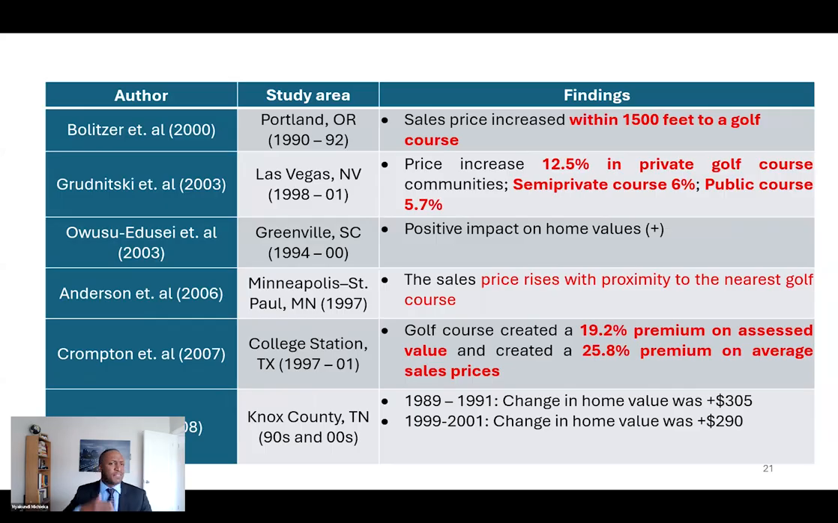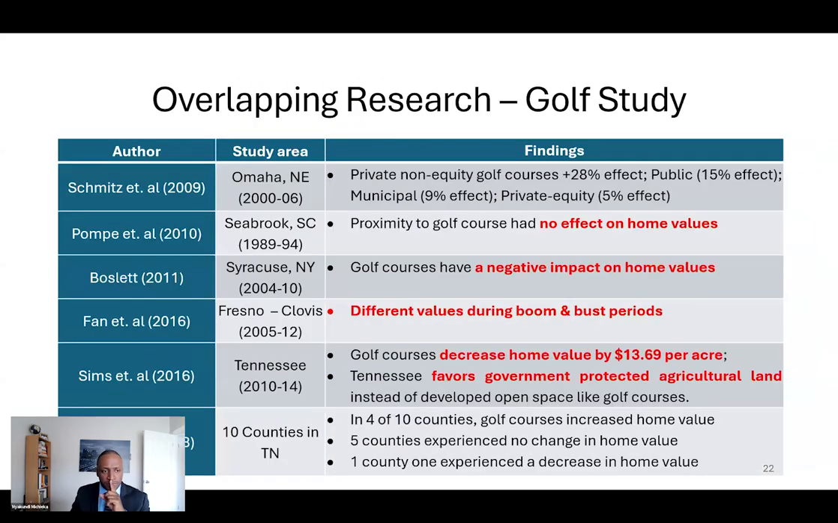In Greenville, South Carolina, they found that it just increases the value. And then if we go down to Knoxville, Tennessee, it has some really awesome, fantastic findings. In fact, I'm going to click next here and start from the bottom because I talked about Tennessee. In Tennessee, people would prefer to have open spaces. They prefer agricultural land to golf course developments, right? And that's what the studies found.